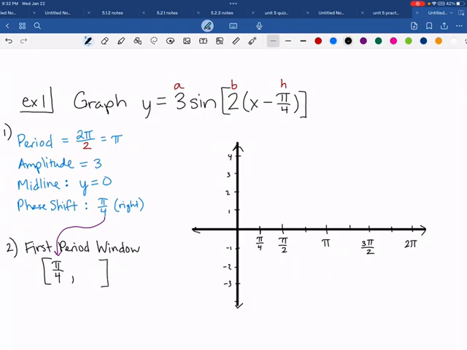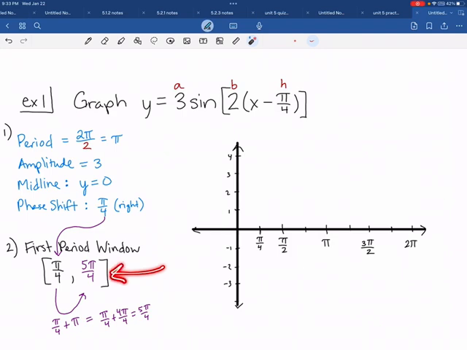The way we do that is we say, okay, if I start at pi over 4 and I add pi, what do I get? So pi over 4 plus pi, going to get a common denominator there. Pi over 4 plus 4 pi over 4 is 5 pi over 4. So read this as from pi over 4 to 5 pi over 4. That will be the window of my first period.